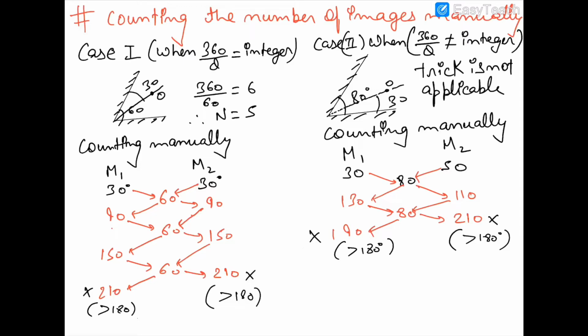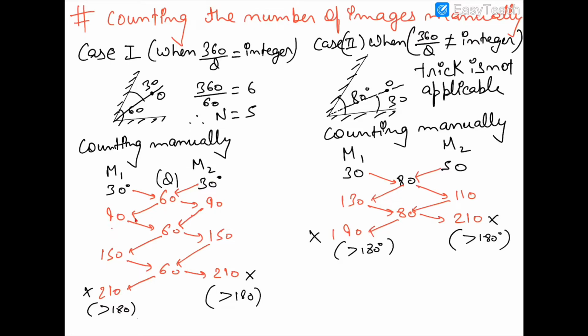Now I am writing this term as theta. Theta is the angle between the mirrors, so the angle between the mirrors is 60 degrees. So we add this 30 and this 60, and we get 90.